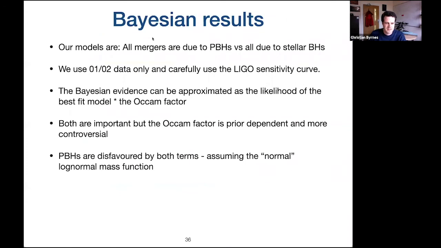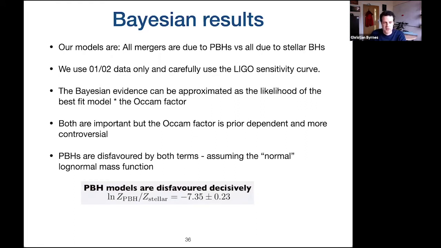So once again, we're doing a very simplified thing. In some ways, it was still very complicated, but we are comparing either only mergers from astrophysical black holes versus only mergers from stellar black holes. And we find that primordial black holes are really strongly disfavored as an explanation for all of the events, both in terms of the Occam factor, which asks you about what fraction of your prior parameter space would be a reasonable fit to the data, and also in terms of the best fit value, they're disfavored.